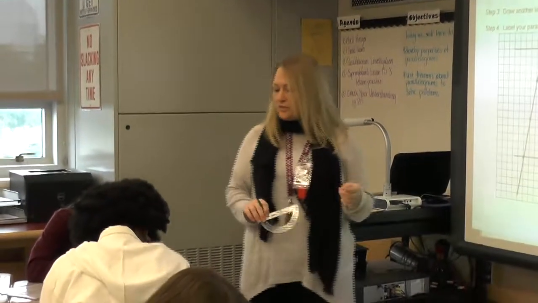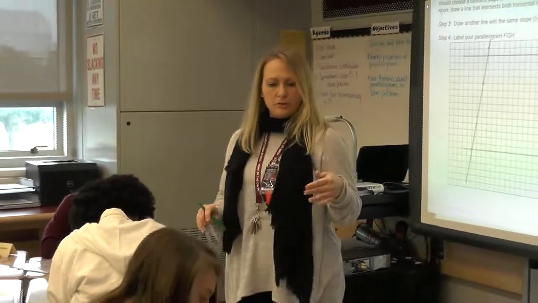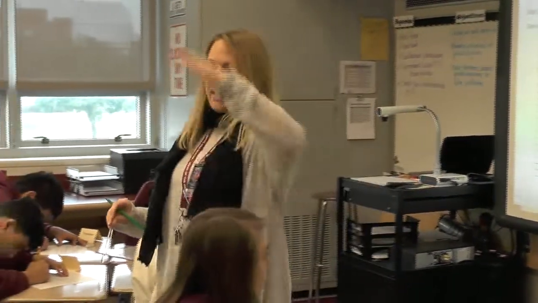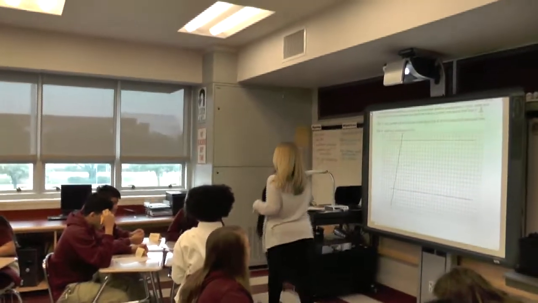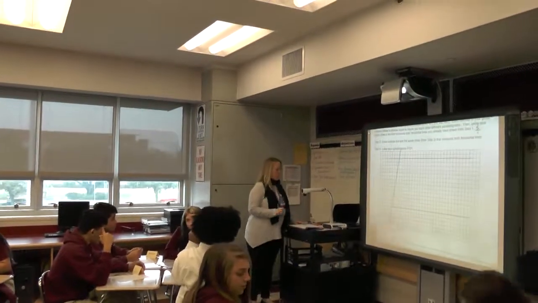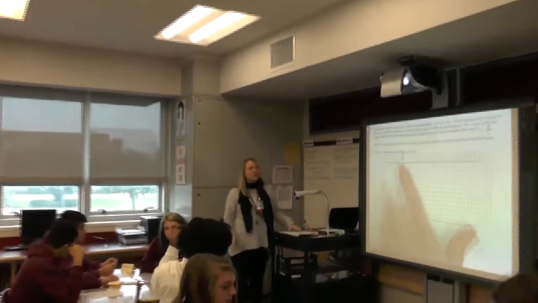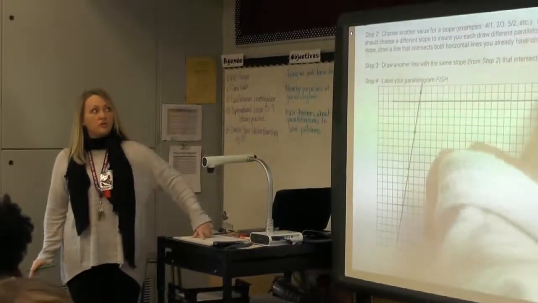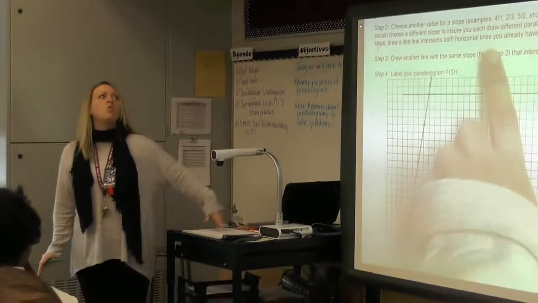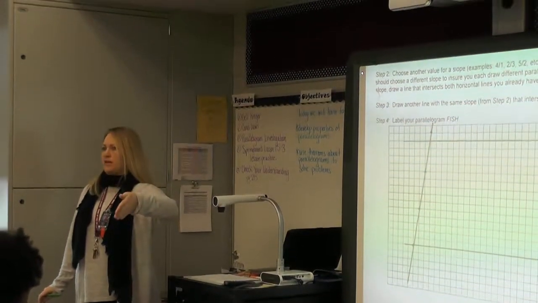So to finish up step 2, you want to use your slope to intersect both of those horizontal lines. So we just finished up step 2. Okay. So if we go back to step 2, it said we use that slope to draw one line that intersects both horizontal lines.